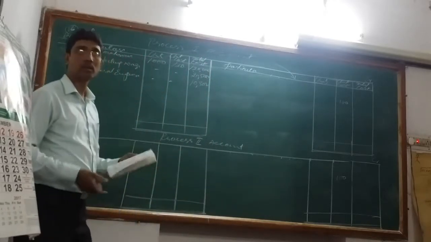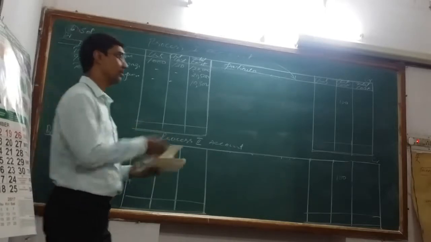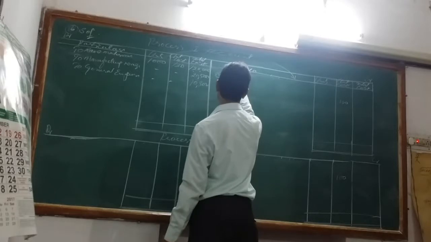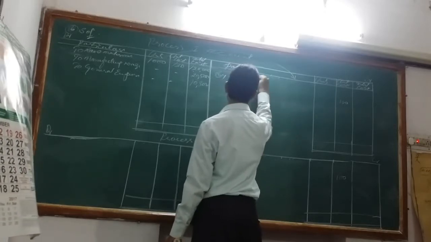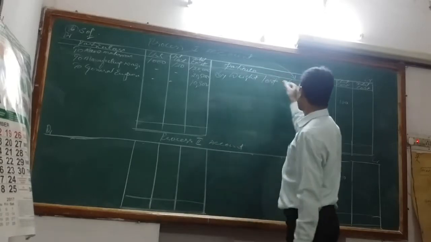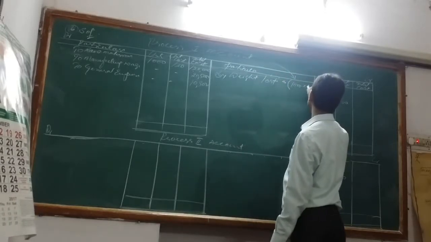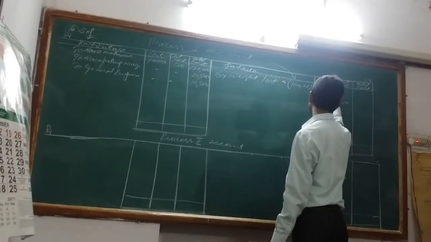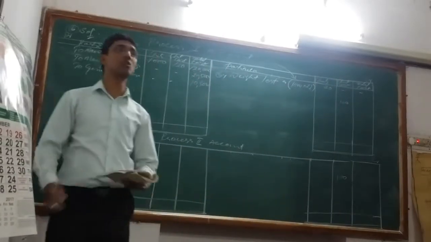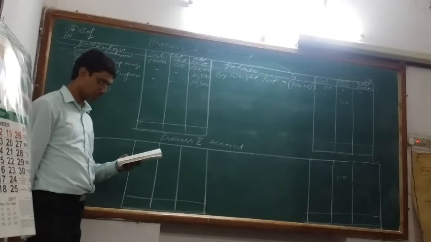Very simple. On the credit side, by weight loss, weight lost, 2%. 2% of 1000 is 20. Weight loss does not have any realizable value.